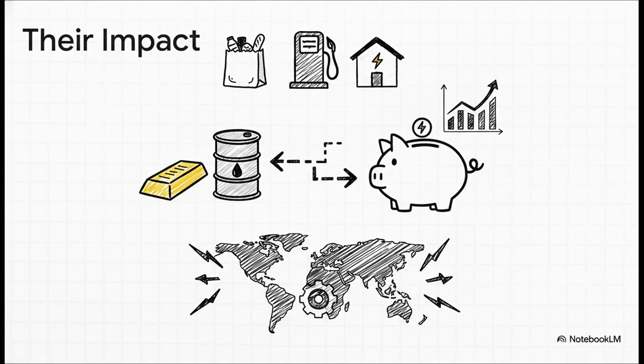On a much bigger scale, huge pension funds invest in commodities to protect their value. And maybe most critically, the global scramble for resources like oil, gas, and critical minerals can define alliances, start trade wars, and sometimes even lead to actual war.